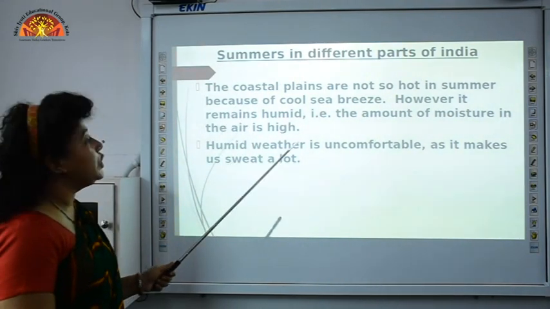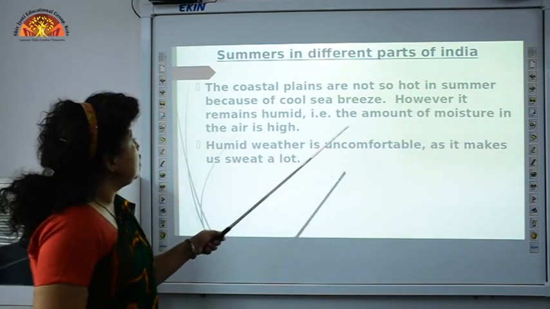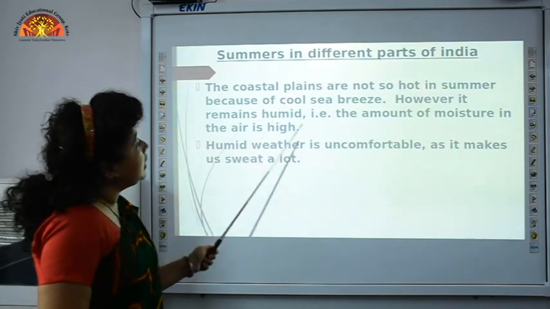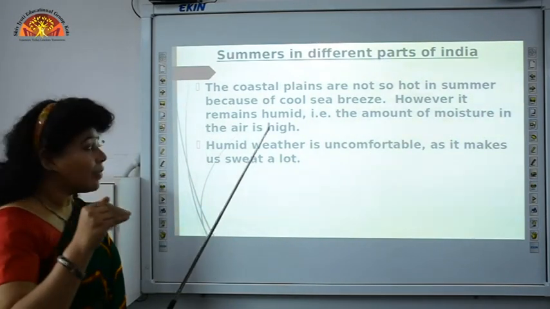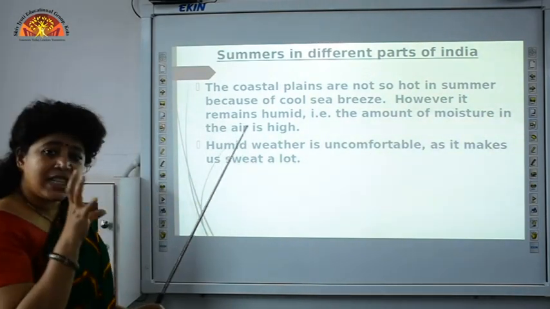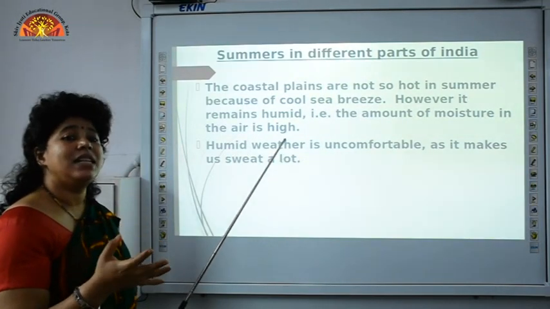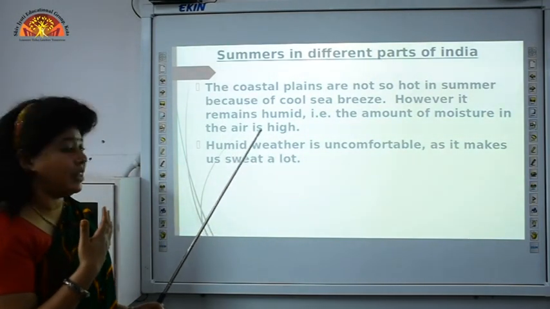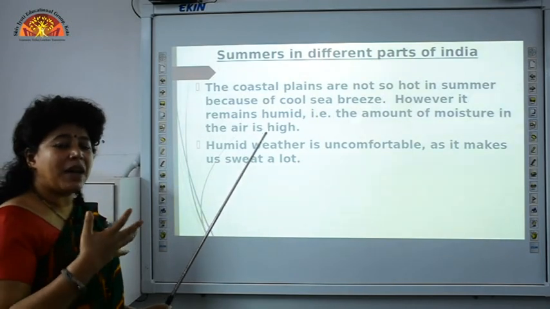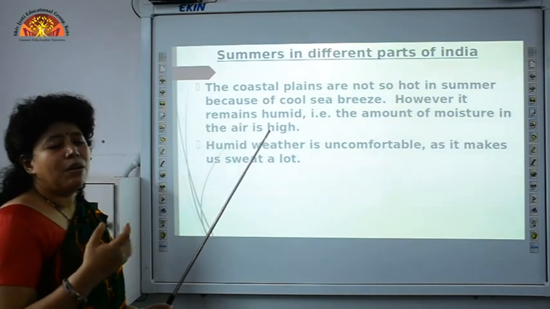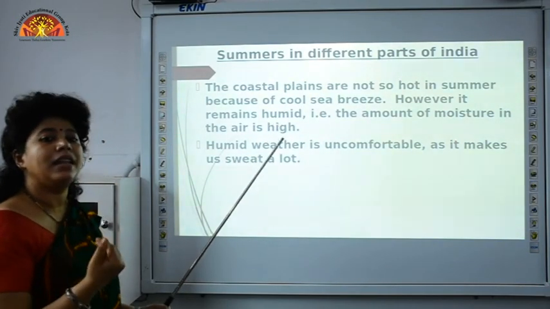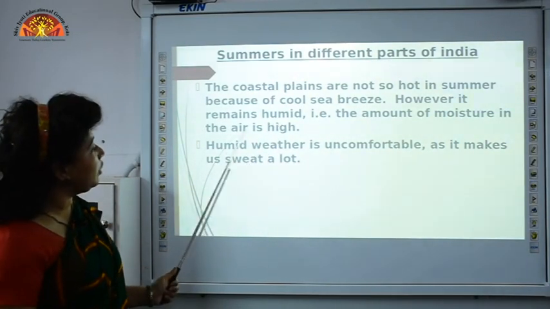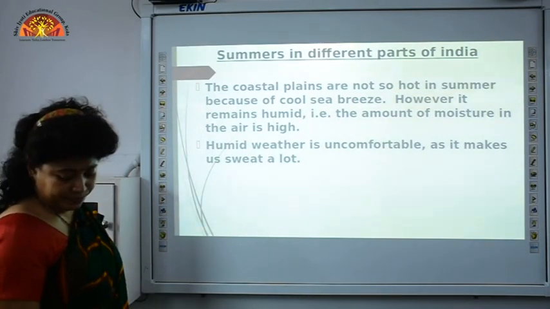However, it remains humid. What is humidity? Humidity is the amount of moisture in the air. That is, हवा में मॉइस्चर ज़्यादा रहती है जिसकी वजह से चिकनी चिकनी महसूस होती है. इस मौसम में आप काफ़ी पसीना बहाते हो, बहुत अनकंफर्टेबल रहता है क्योंकि ज़्यादा पसीना बहाते हैं और जगहों से, इसलिए ह्यूमिड वेदर कहलाते हैं इसको.